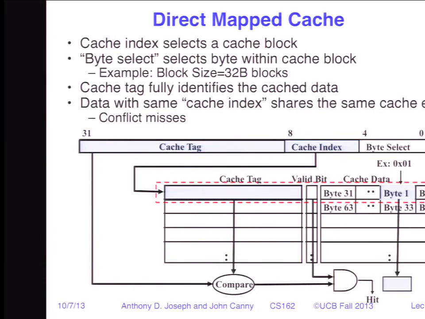Yeah? So the cache tag is like the name of this entry somehow? The cache tag is, it's kind of like the name. It's the unique identifier for this address and this entry.